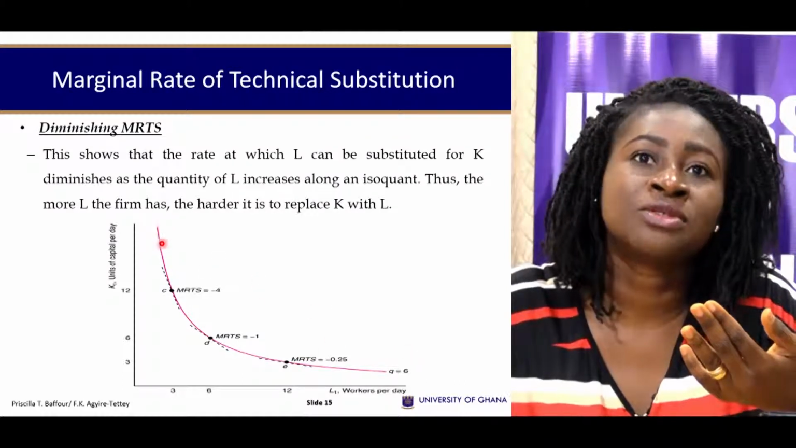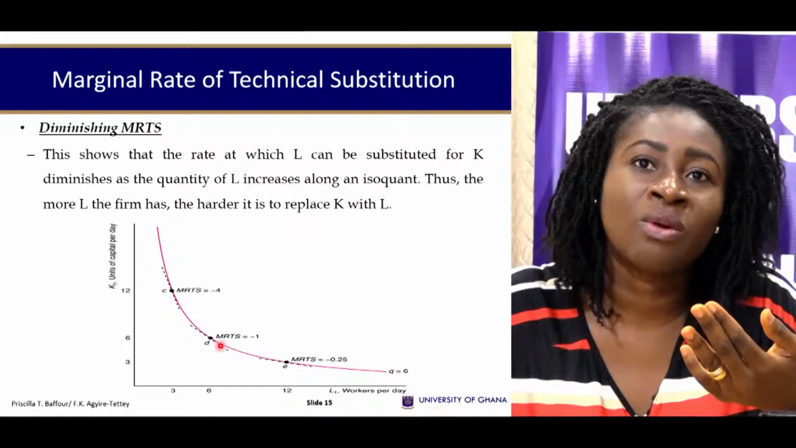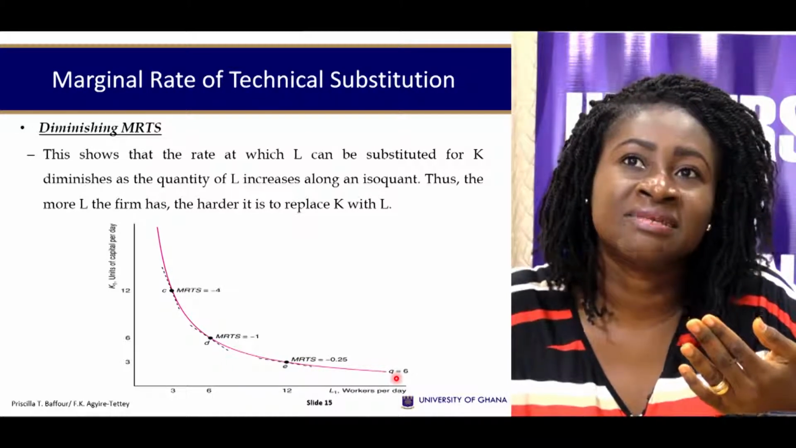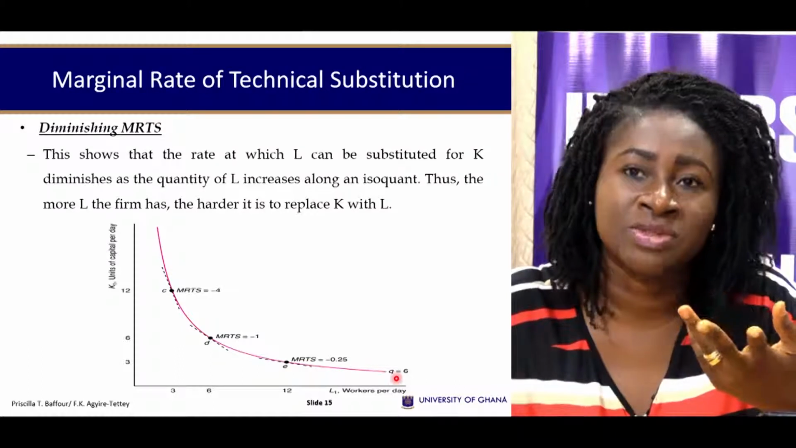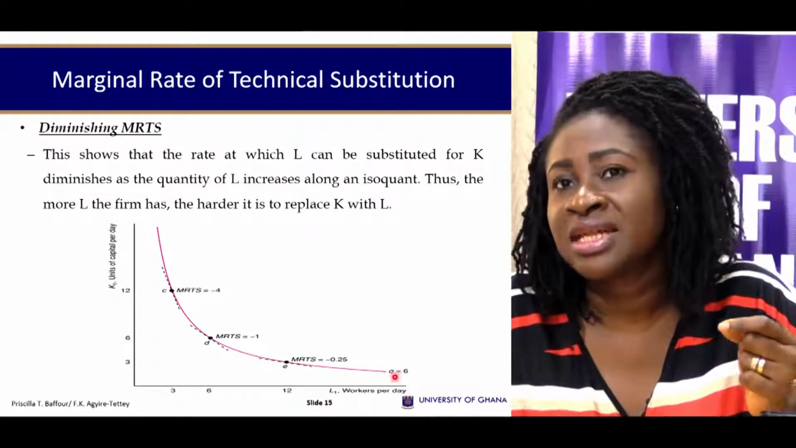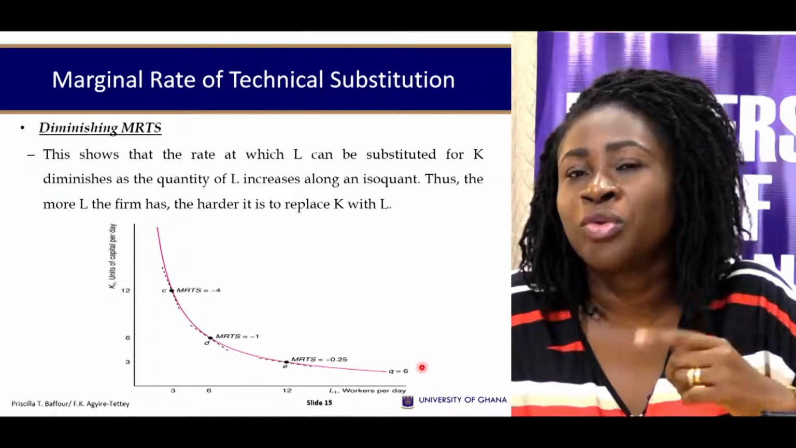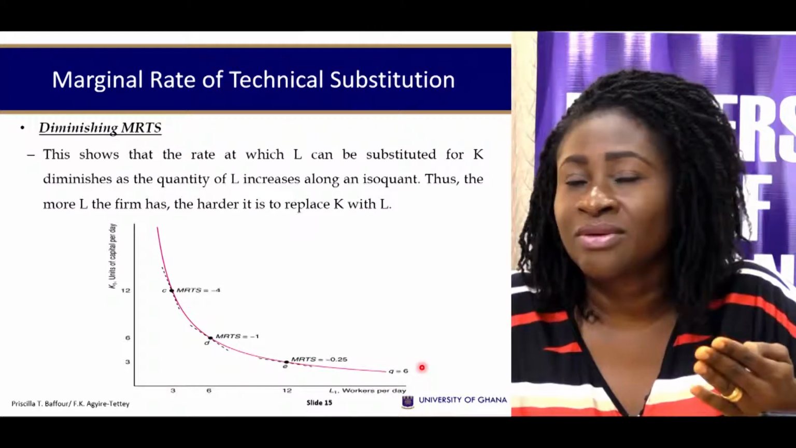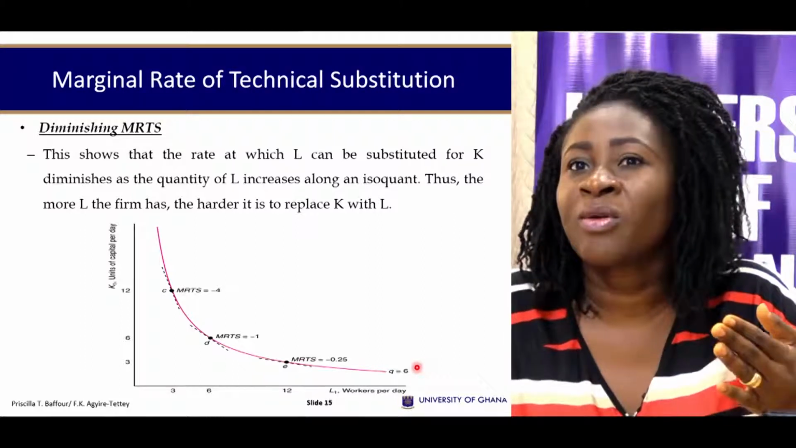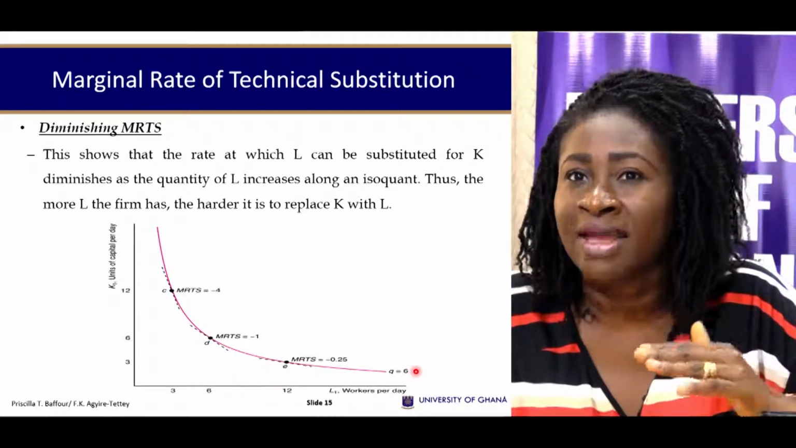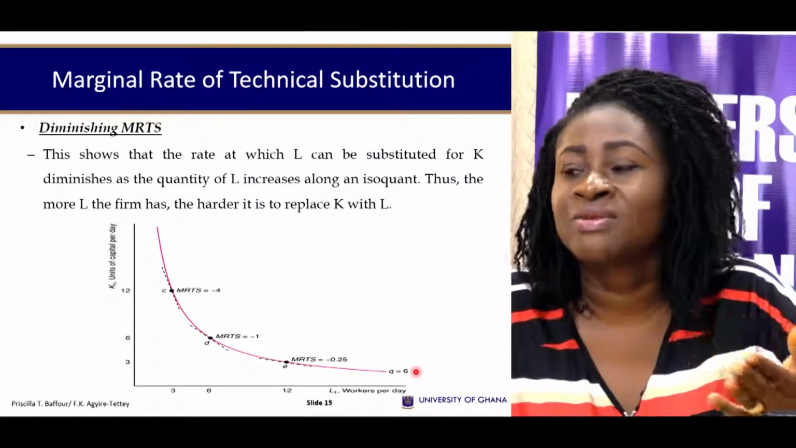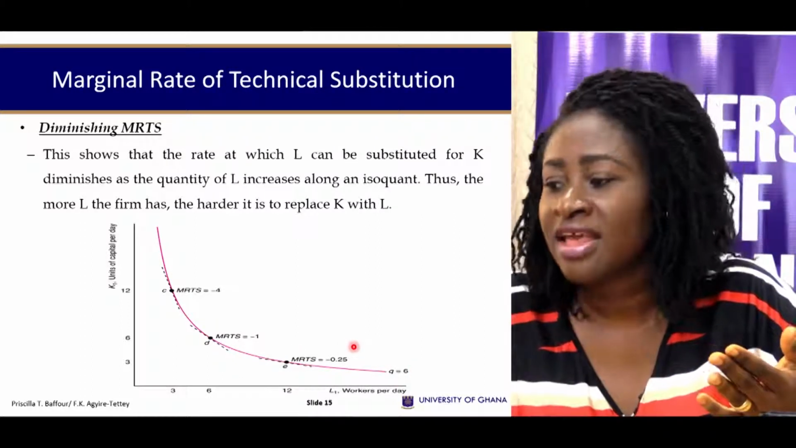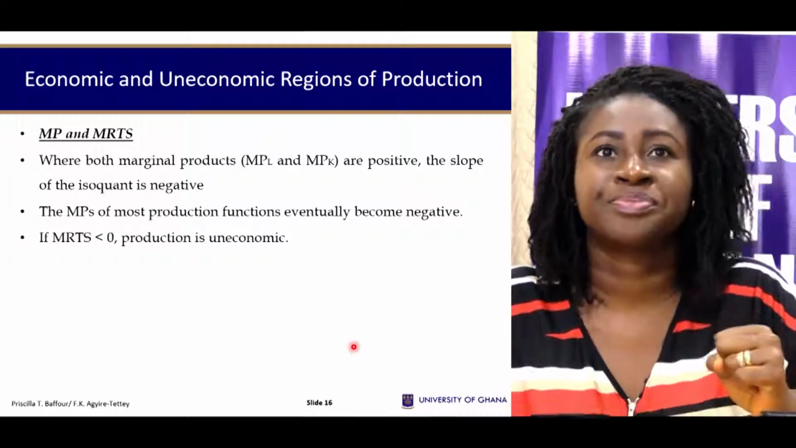And you see that as you move down the isoquant, the rate of substitution decreases, and that is the diminishing marginal rate of substitution. This is a restriction that is placed on production by the technology that is used. No matter the technology you use, a firm requires some amount of capital and labor, right? So that is why the rate of substitution declines as you move down the isoquants.